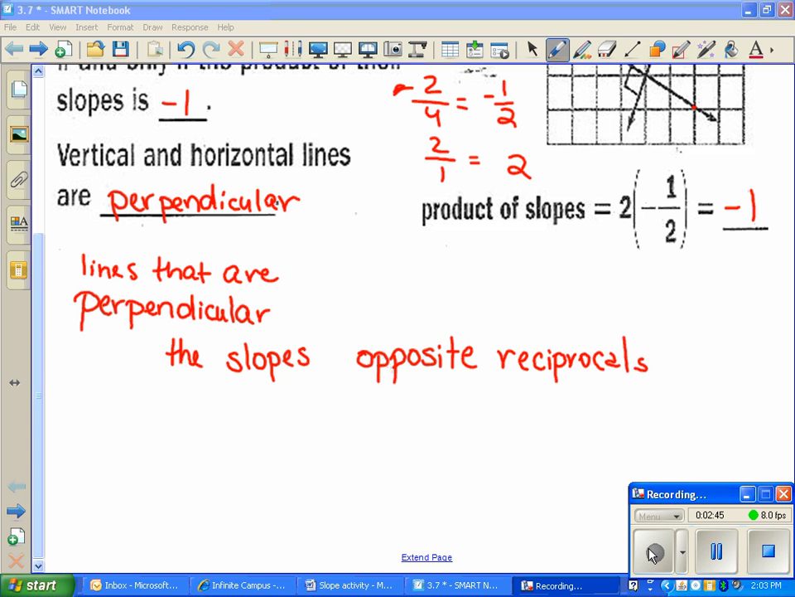Okay, so 2 is really 2 over 1, right? Well, the opposite reciprocal of 2 over 1 is 1 over 2, and change the sign to be a negative. So 2 and -1/2 are opposite reciprocals. When you multiply them together, they're always going to give you -1. That's the concept you've got to learn. Perpendicular lines always have slopes that are opposite reciprocals. When you multiply them together, they give you -1.